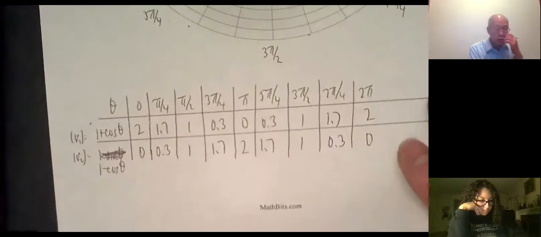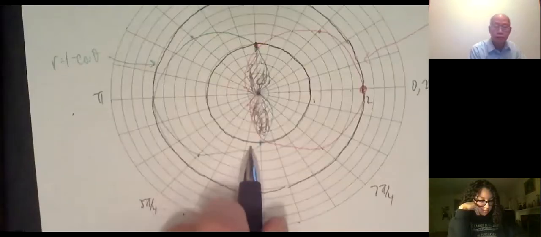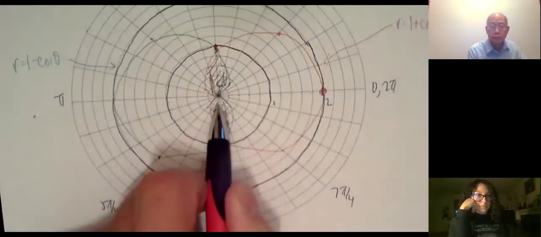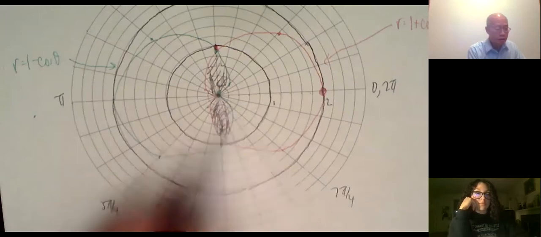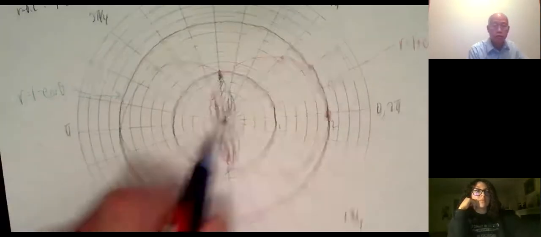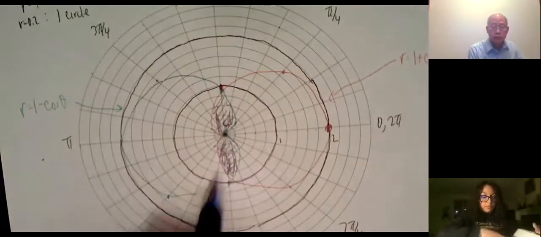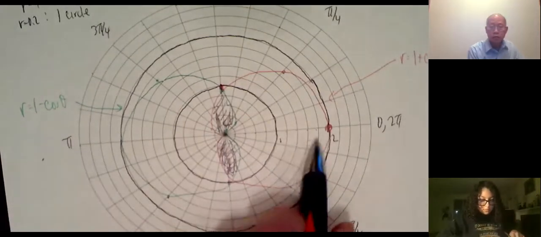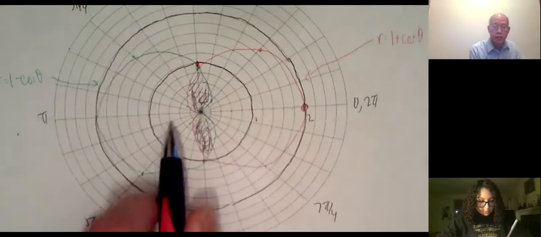3 pi over 2, 1. 7 pi over 4, 0.3. Only a little bit. And I come back into the pole. Okay. So green, 1 minus cosine theta. Red, 1 plus cosine theta. They're both cardioids.